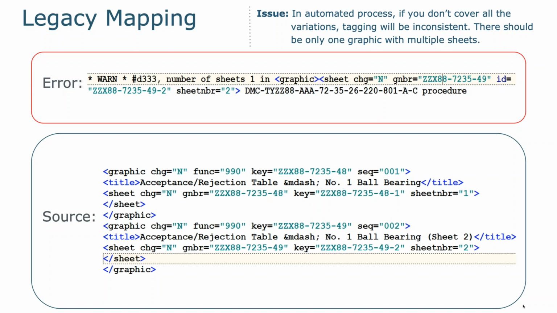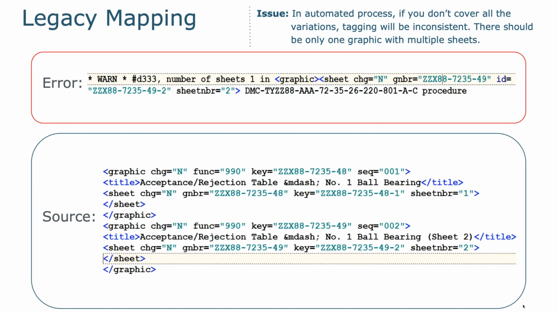So in this case, again, it can be defined both as a legacy issue and a conversion issue, but what we were looking for was that in the legacy data, you have two graphics. And when you closely look at it, you actually see that it's exactly the same graphic, the same figure in S1000D with multiple sheets. And if you had done the conversion to S1000D, you would have done it as two separate graphics, which, you know, is fine, but it's really one figure with two sheets over here.